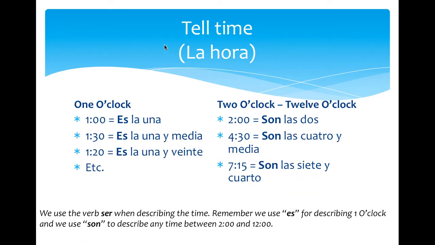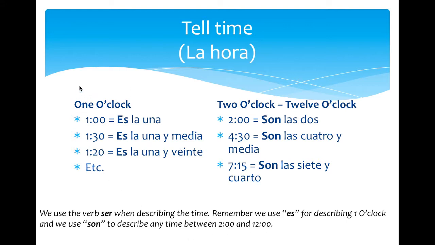All right, our next item, we're looking at here telling time. We also call this in Spanish la hora. En español decimos la hora. So I'll go ahead and start right down here at this bottom section. Keep in mind when we're telling time in Spanish, we use the verb ser when describing the time. Remember, we use es for describing 1 o'clock, and we use son, the conjugation son, to describe any time between 2 o'clock and 12 o'clock.